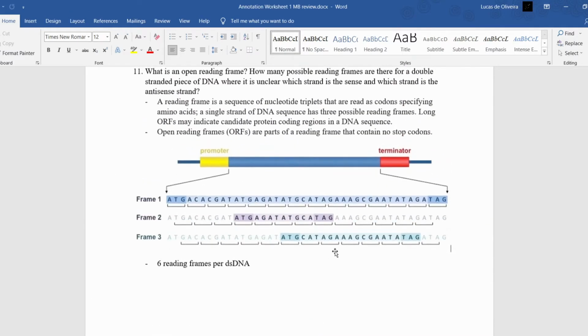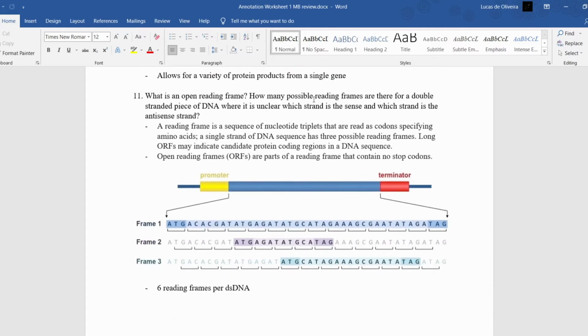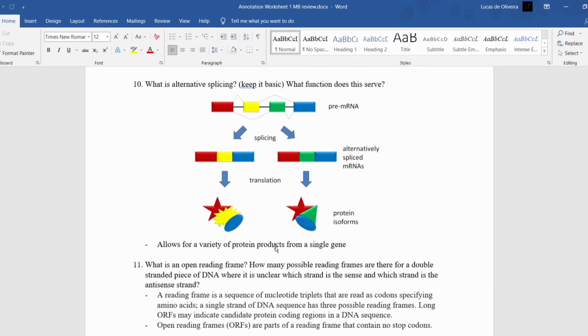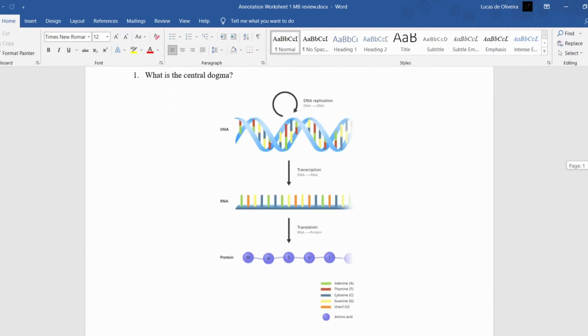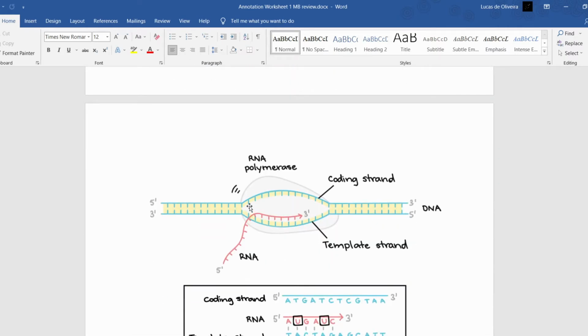All right. Okay, so then the particularly tricky part I asked about: how many possible reading frames are there for a double-stranded piece of DNA where it is unclear which strand is the sense and which is the antisense strand? What I mean by this is, if you have your double-stranded DNA here, let's say this will be 1, 2, and 3. This will be 1, 2, and 3. So you have 2 strands of DNA. You don't know which one is the template strand. There are actually 6 different reading frames that could be here, because you don't know which direction it's facing.